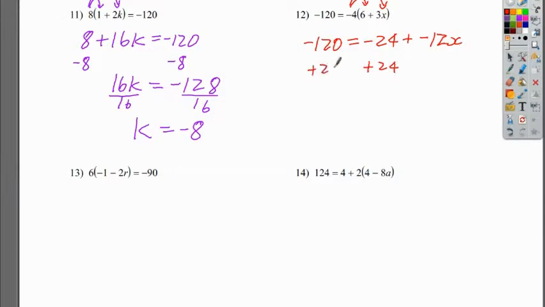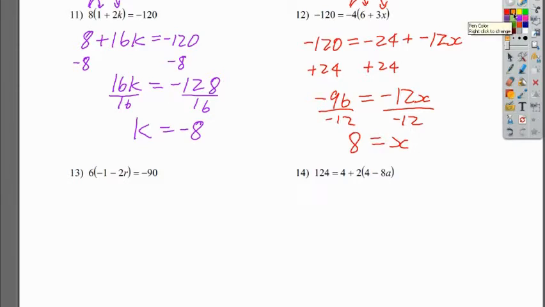From here again, we're going to solve like a two-step equation. We'll try to get x by itself, so we'll add 24 to both sides. Gives us negative 96 equals negative 12x. And the opposite of multiplying by negative 12 is dividing by negative 12. And negative 96 divided by negative 12 will give you a positive 8.